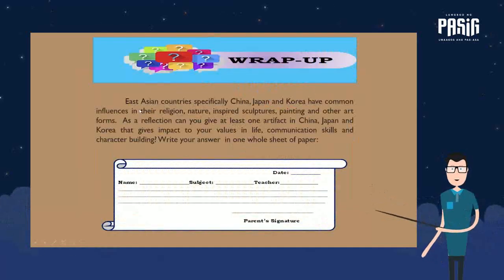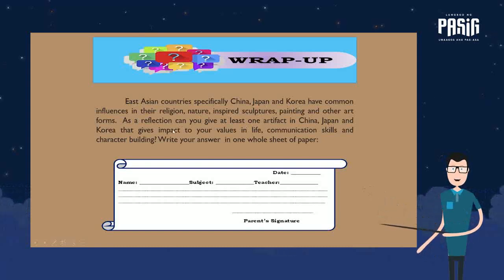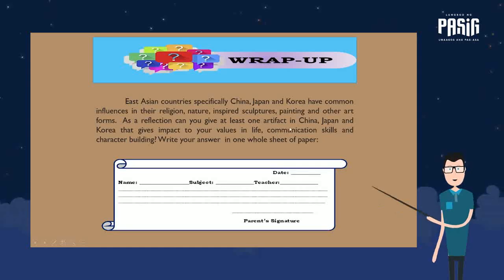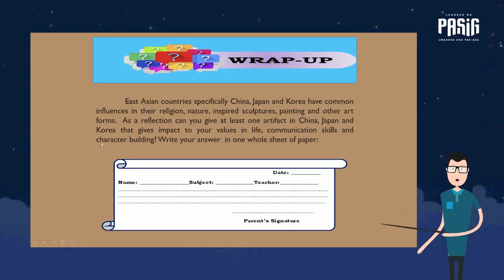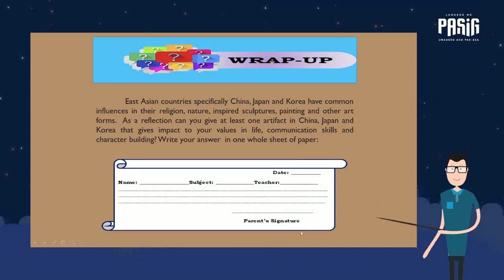In our wrap-up, answer this question. East Asian countries, especially China, Japan, and Korea, have common influences in their religion, nature-inspired sculptures, paintings, and other art forms. As a reflection, can you give at least one artifact in China, Japan, and Korea that has an impact on your values in life, communication skills, and character building? Write your answer on one whole sheet of paper. Please do this at the end of the lesson.